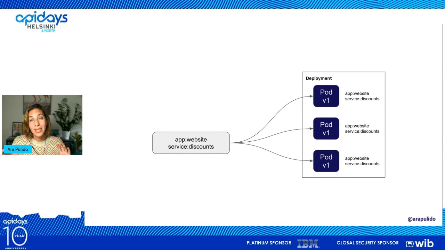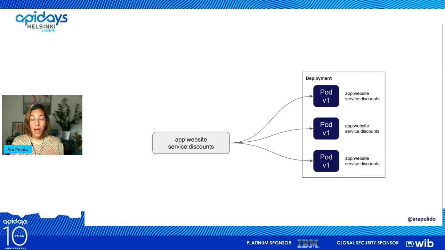So when we create the Kubernetes service object, we create it with a selector, which is basically the counterpart of those labels. And we tell the service, any pod that has app website and service discounts is a potential endpoint for this particular service. It doesn't know anything about the code that is running. It's just metadata and selectors. That's the only thing that it does.